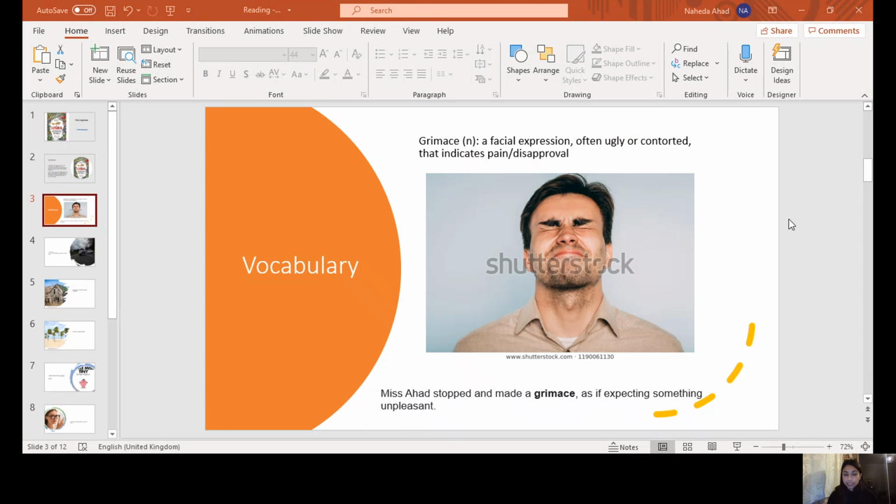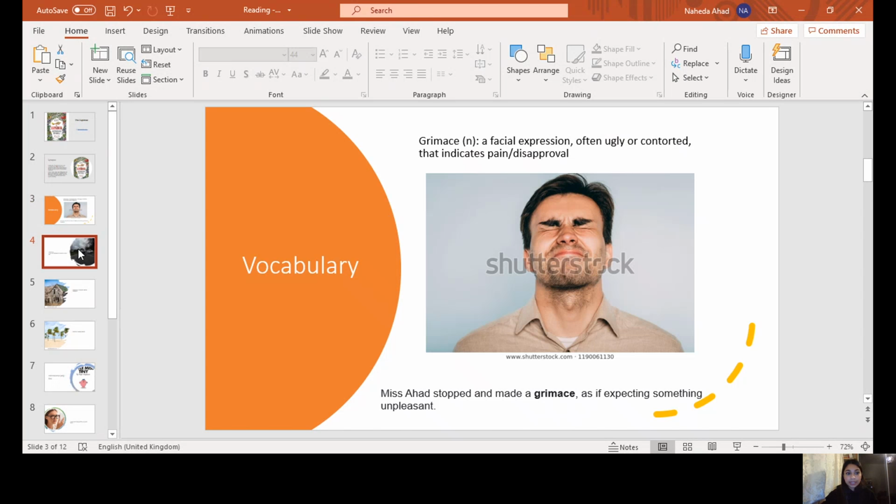This is a facial expression which is often ugly and it indicates pain or disapproval. Grimace. In a sentence, we could use the word like this. For example, Miss Ahad stopped and made a grimace, as if she was expecting something unpleasant. What could it be?